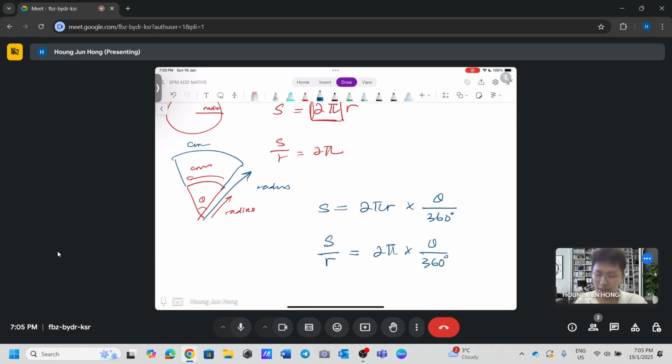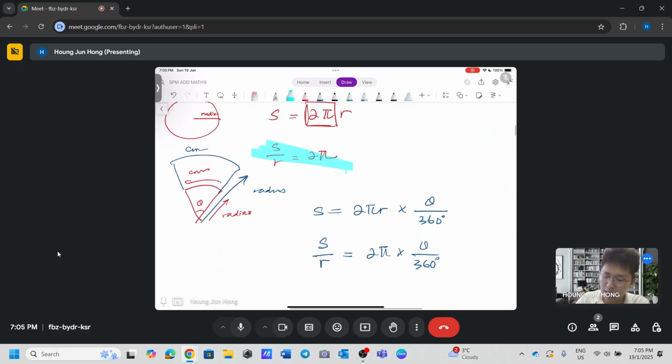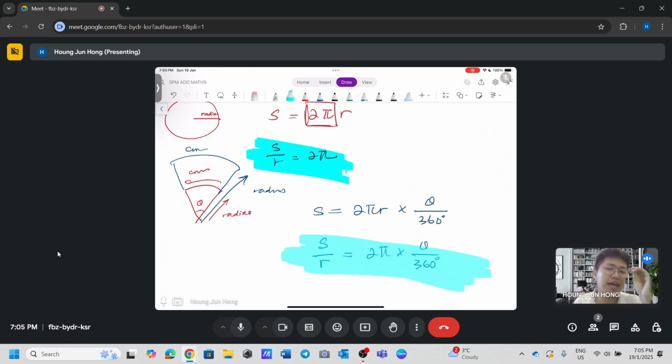That is how you can find it. So what do we see here? We see that S and R, remember what is S? Again, this word you're going to use a lot. So what is S? Circumference. S and R, circumference and radius, actually do have a specific ratio over here, as shown: 2 pi times the angle over 360.